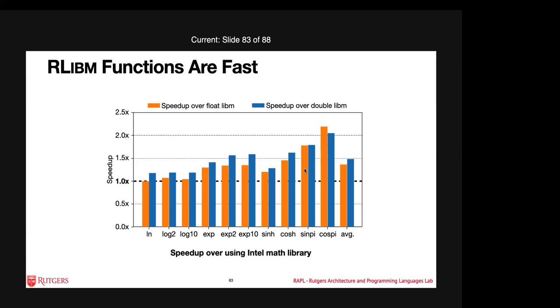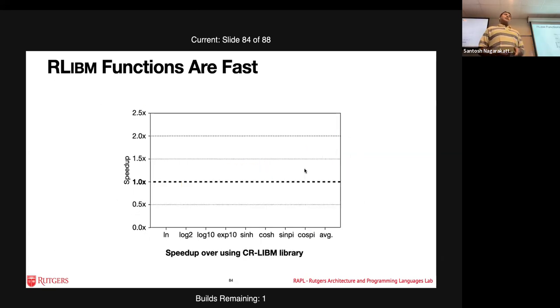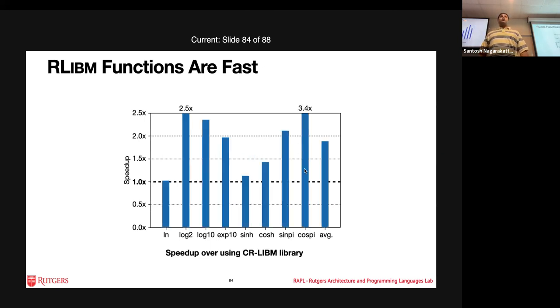Great. Wow. Thank you. Okay. So the next thing is, how do we compare to other correctly rounded libraries? CRLibm is 2 decades of work by Jean-Michel Muller's group, and we are 3x faster.